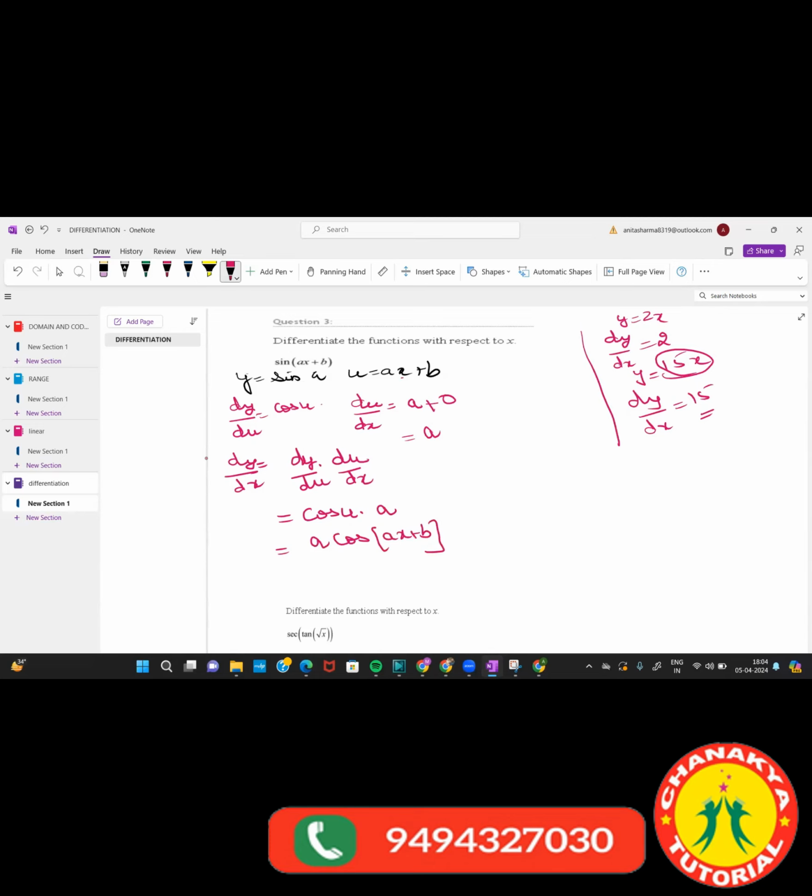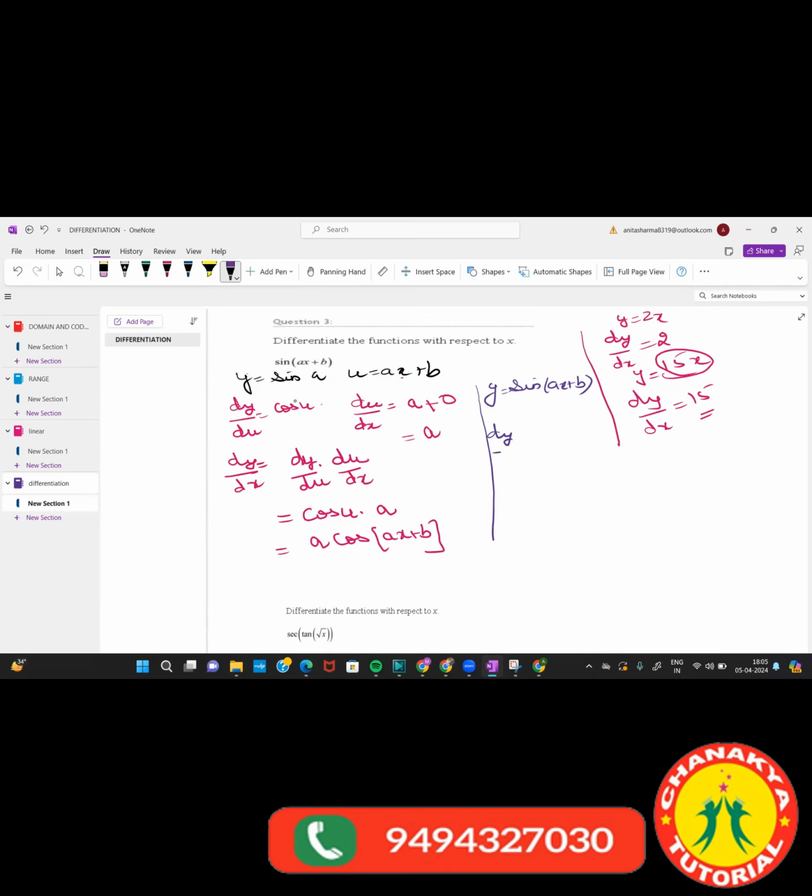Right? Have you got the same answer, Just one? Yes, ma'am. Okay. Now with a second method also we can calculate, right? So you can write y is equal to sine of ax plus b.